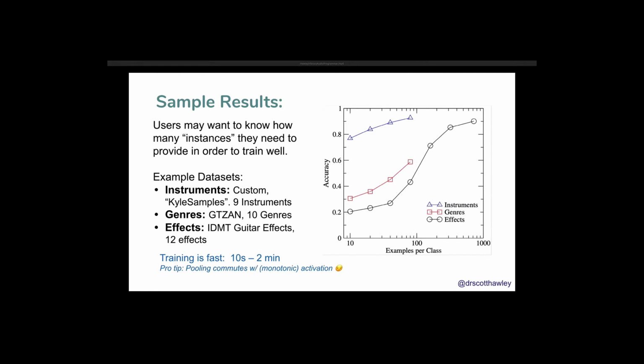per class. And what you see is, right, the more examples, the more accurate it is. Some of this is a bit artificial in that there are 9 instruments, 10 genres, 12 effects. So it's not necessarily that effects are harder than instruments, but that's an example. A different neural network model might have different properties. For example, like a one-shot learning model, you could install one of those and see how that works out.